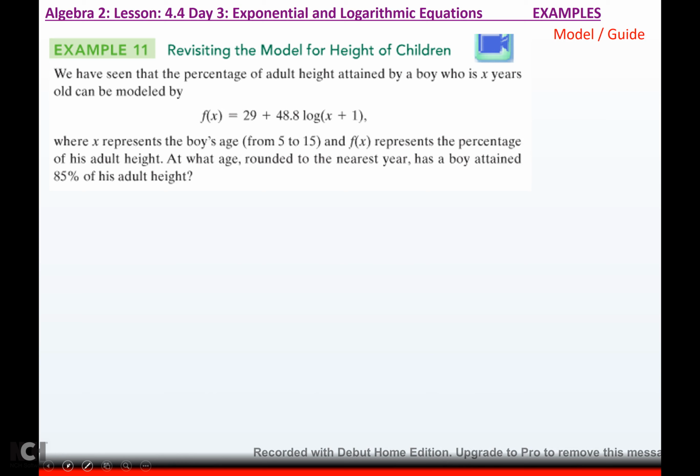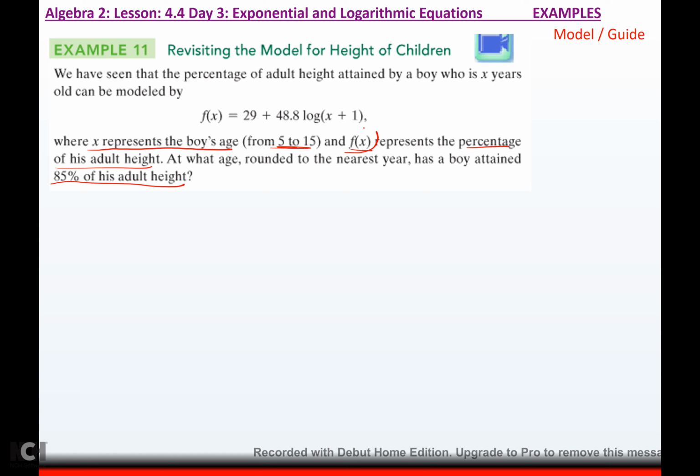All right, so revisiting the model for height of children. It says, we've seen that the percentage of adult height attained by a boy who is x years old can be modeled by this function, where x represents the boy's age from 5 to 15, and f of x represents the percentage of his adult height. At what age, rounded to the nearest year, has a boy attained 85% of his adult height?